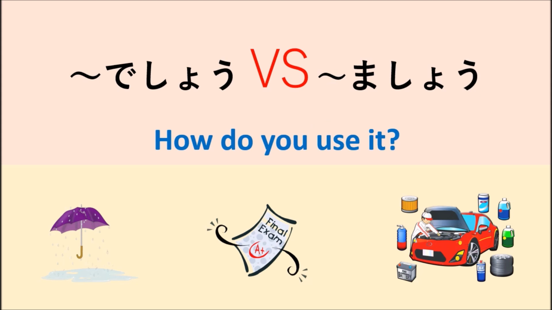So how to use mashou? Mashou means to convey the speaker's intention to the listener. That means when you want another person to pay attention to what you are talking about or what you are saying, you can use mashou to make other people pay attention and be interested in what you are talking about.